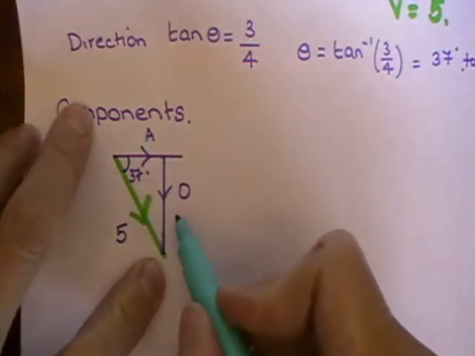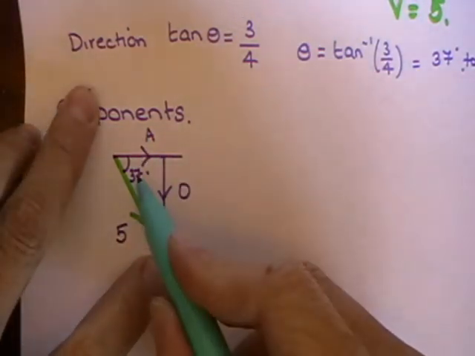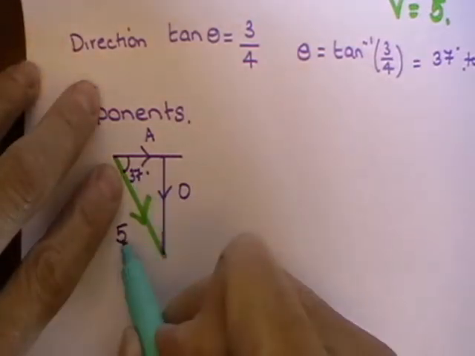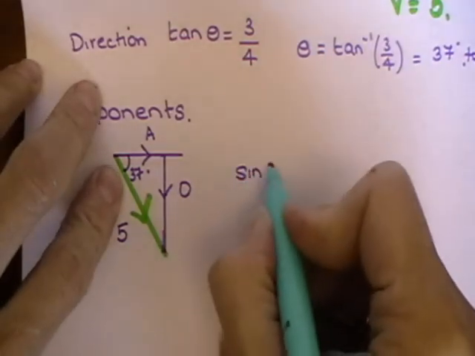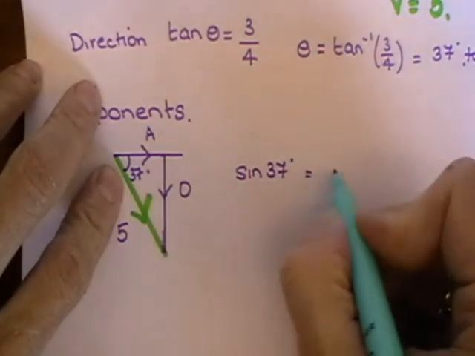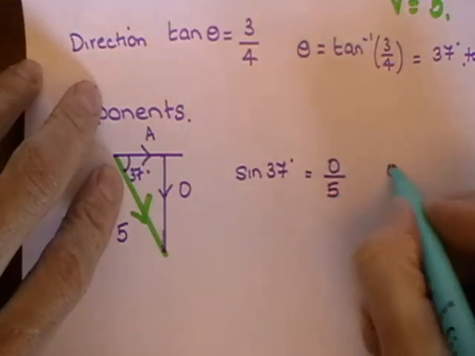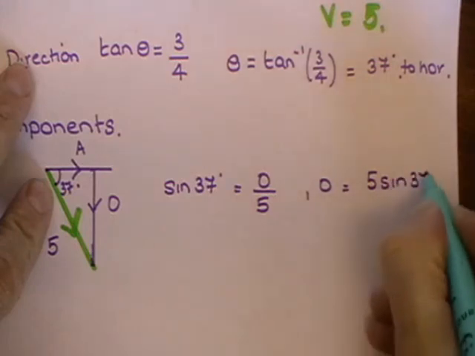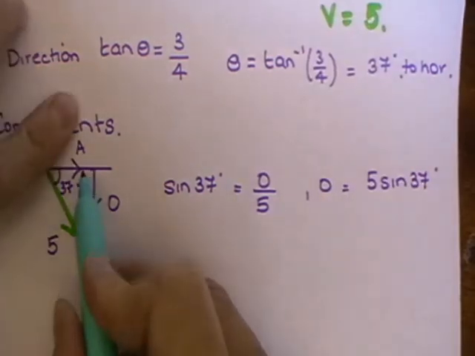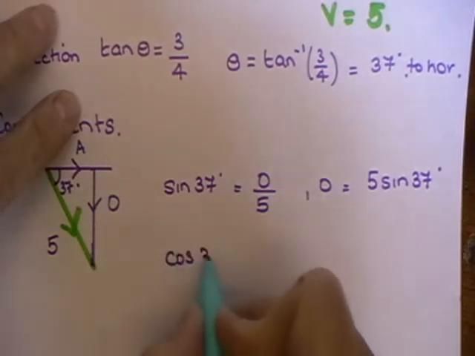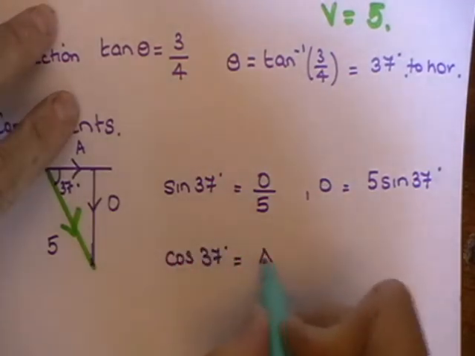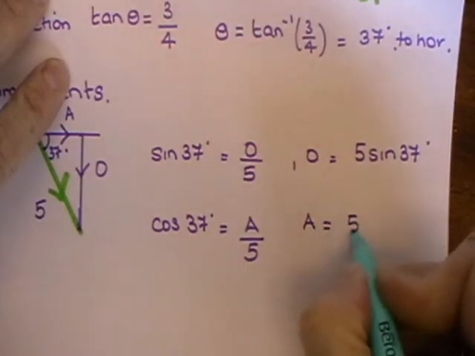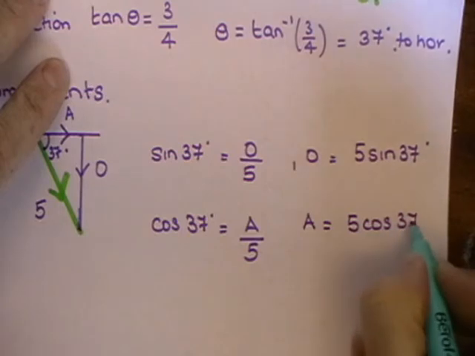Then to find that opposite side, I know that the sine of my angle is opposite over hypotenuse. So the sine of 37 degrees is opposite over 5. So my opposite side is 5 times the sine of 37 degrees. Then for my adjacent side, I use cosine is adjacent over hypotenuse, and that means that my adjacent side is 5 times the cos of 37 degrees.